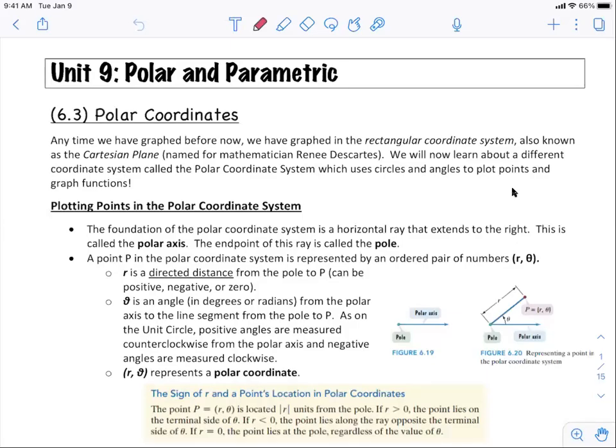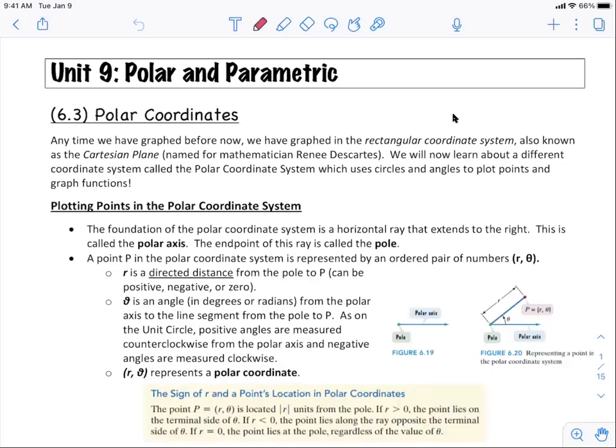All right, in this unit, we're going to talk about two different ways to graph: graphing polar equations and graphing parametric equations. You're going to find these are very different from the kinds of graphing that you've done up to this point. All of the graphs that we've done before, we graphed in what we call the rectangular coordinate system, which is also called the Cartesian plane because it's named after René Descartes.